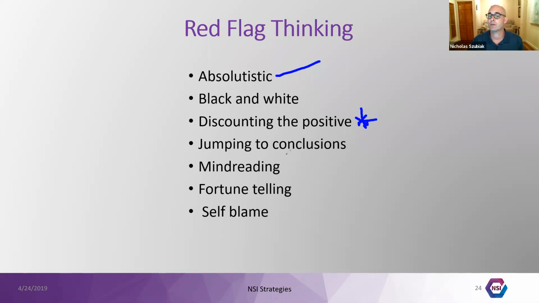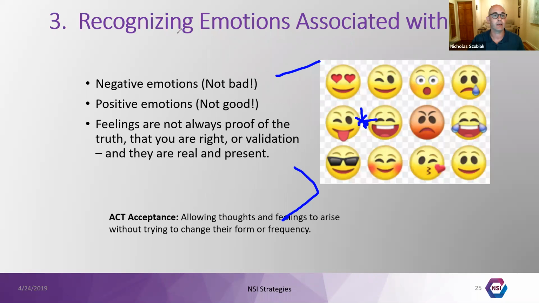We see our patients sometimes jump to conclusions. They do things like mind reading, fortune telling, and also self-blame. Critical components that we can help shake our patients out of using our CBT skills. So being aware of that red flag thinking. And then our negative emotions, helping patients manage and build emotional resiliency.